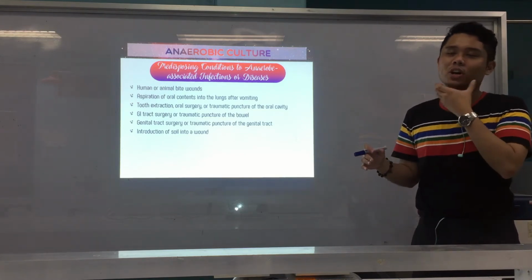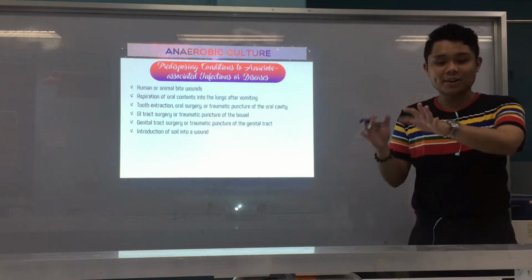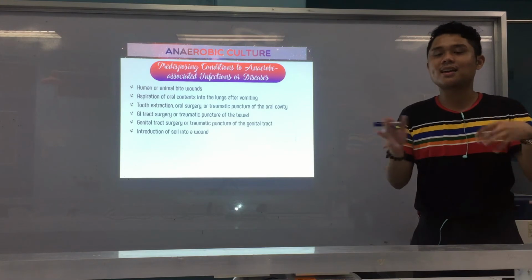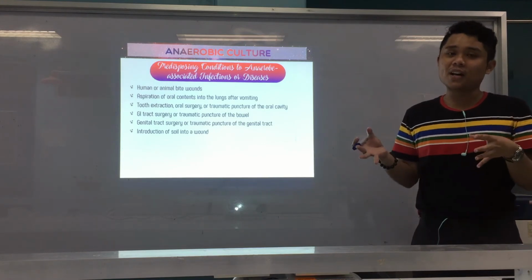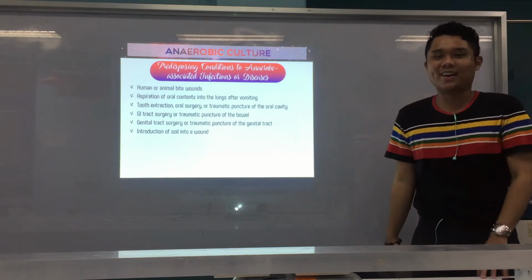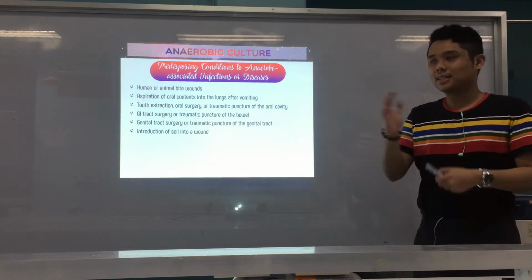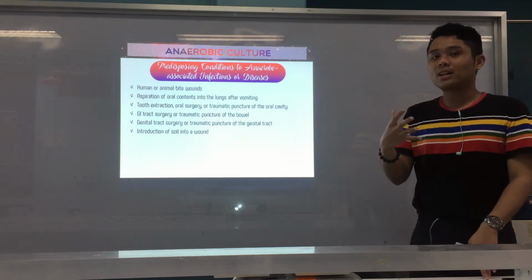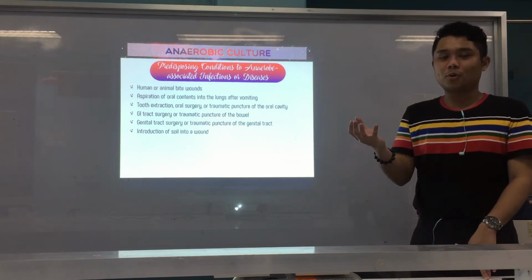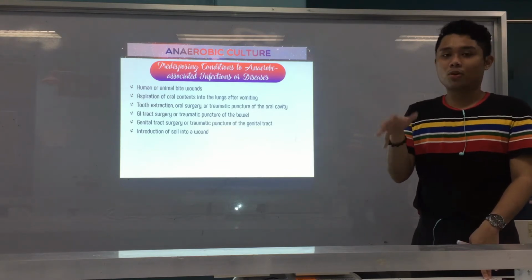And the normal flora of the oral cavity, which is not normally found in the skin, gets introduced into the skin, a different habitat or environment. So of course, it will cause an infection. Alright? Okay. So next, aspiration of oral contents into the lungs after vomiting. Still the same, because from the oral cavity, their normal habitat, they are transferred to the lungs, which is a new environment. Of course, it will cause an infection.